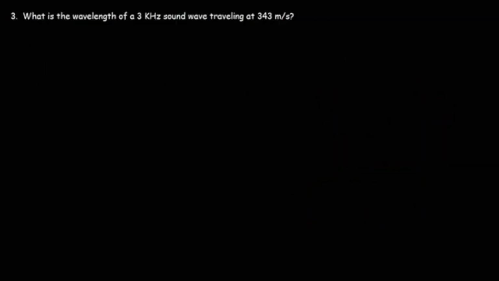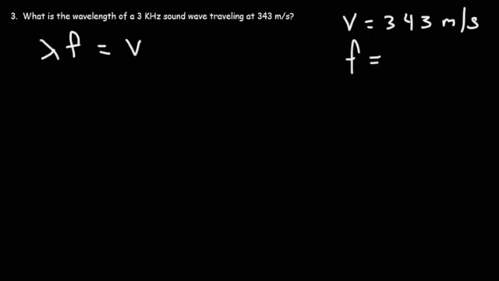Now let's move on to number 3. What is the wavelength of a 3 kilohertz sound wave traveling at 343 meters per second? Now if you remember, the wavelength, which is represented by the Greek symbol lambda, times the frequency is equal to the velocity, or in this case, the speed of the wave. We have the speed of the wave, which is 343 meters per second. We know the frequency, it's 3 kilohertz. K means kilo. Kilo is 1,000, so this is 3,000 hertz. Our goal is to calculate the wavelength.